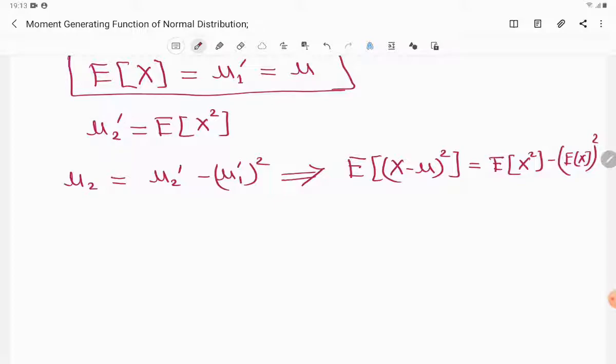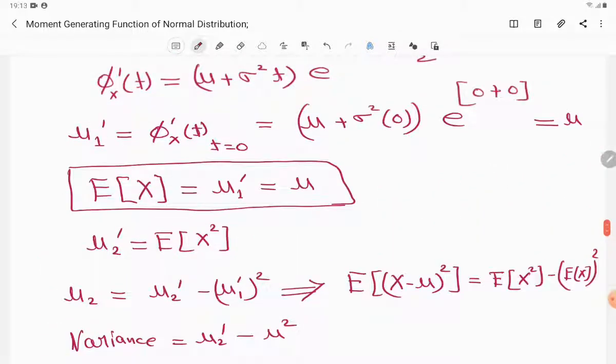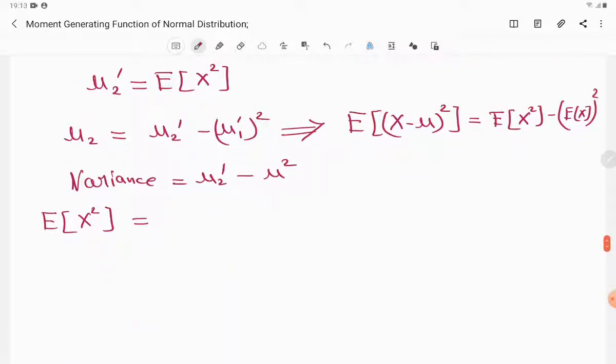So now I already have E of x, that is basically the mean. So variance is mu2 dash minus mu square, because I am already aware that the mean is mu. And so I need to find mu2 dash, or E of x square, that I am supposed to find. For that I have to find the second derivative of phi x t, and once I find the second derivative of phi x t, I will put t is equal to 0. So first let me find what is phi.